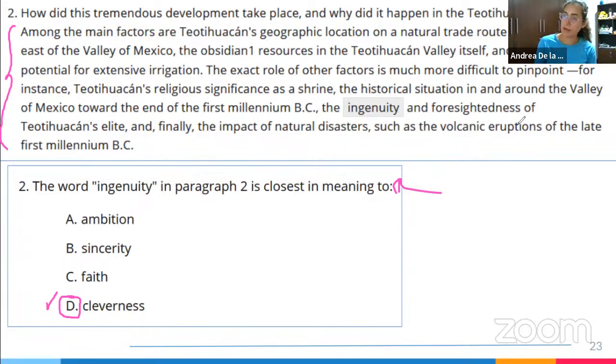So what do you guys think that the main idea of this text is? What would you say the main idea of this paragraph is?